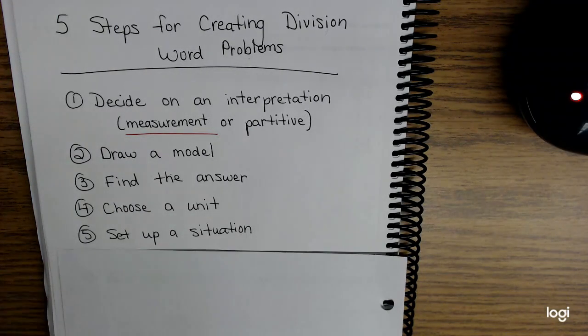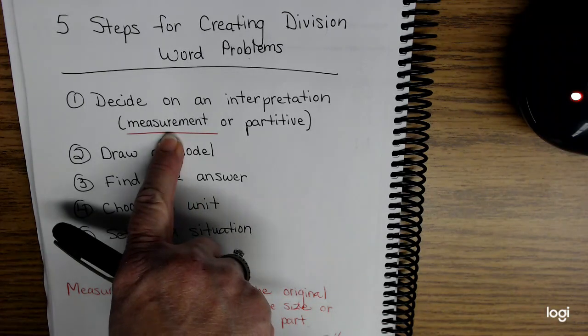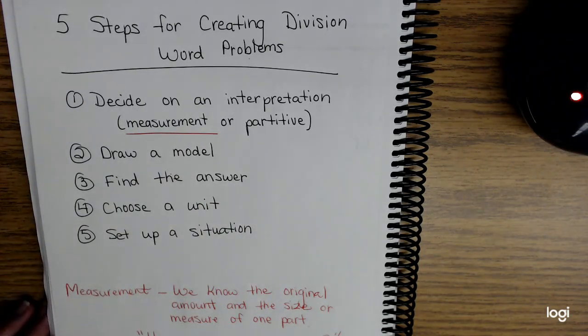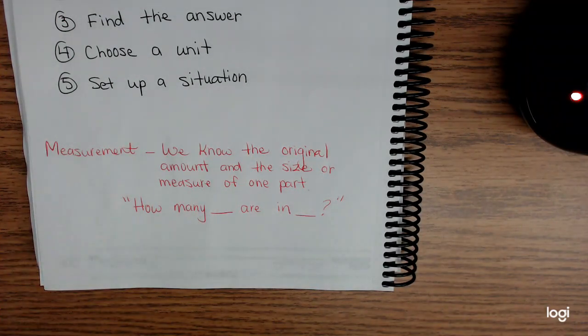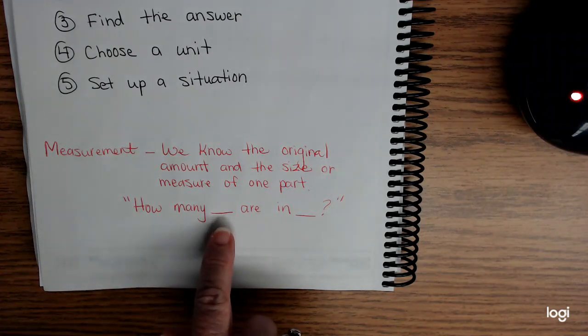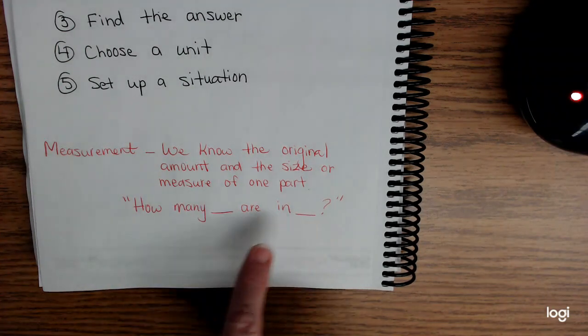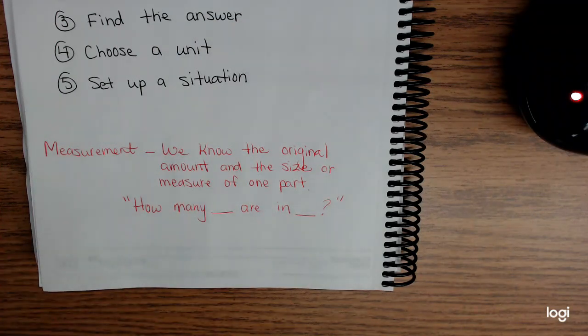All right, so hopefully you got that written down. You will notice I underlined the word measurement, and the reason why is because we're going to talk about measurement division problems today. And measurement is when we know the original amount and the size or measure of one part. So your question is going to basically be something like, how many thirds are in 7? Or how many 6s are in 15? Okay, so you can write that down just as notes for you to have. So once again, please pause your video so that you can get this all written down into your books, and you will be prepared for class on Thursday.